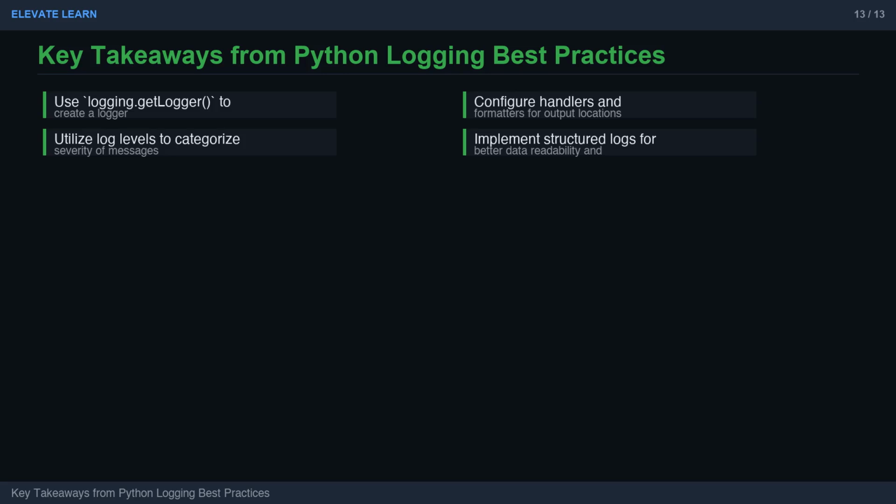Welcome back. Let's dive into the key takeaways from our Python logging best practices. First, always use to create your logger. This ensures a consistent naming convention and easier management of logs throughout your application. Next, don't forget to configure handlers for where you want your logs to go, be it a file or console, and formatters to control the output format. Log levels are crucial. They help categorize message severity from debug to critical. Lastly, implement structured logging. This makes parsing and analyzing logs much easier by including metadata directly in the log messages.